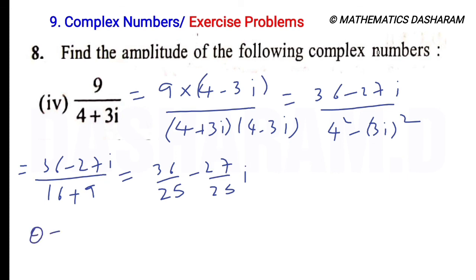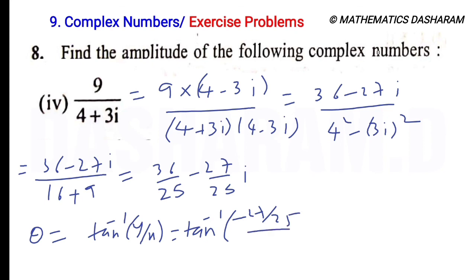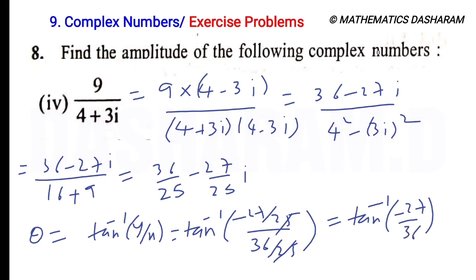Then the amplitude is tan inverse of y by x. So tan inverse of the y value minus 27 by 25 divided by the x value 36 by 25. Here the 25s cancel, so tan inverse of minus 27 by 36. Now 9 threes are 27, 9 fours are 36. So minus tan inverse of 3 by 4 is the answer.